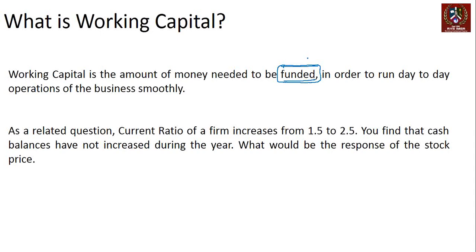As a related question, suppose the current ratio of a firm increases from 1.5 to 2.5, and you see that cash balances have not increased during the year. So what is a current ratio? Current ratio is nothing but current assets by current liabilities. We are saying this used to be 1.5, now this has become 2.5. That can happen if current assets have gone up or if current liabilities have gone down, right?